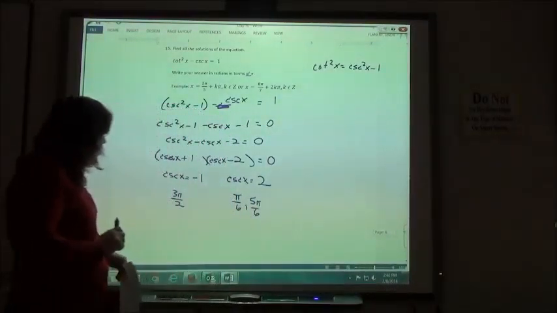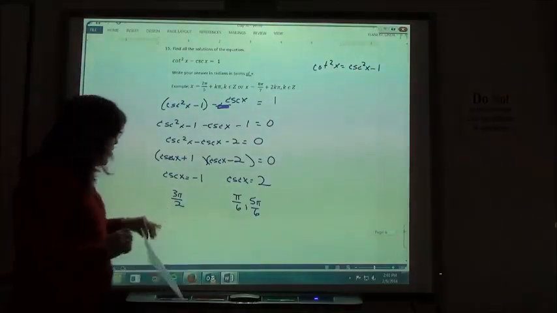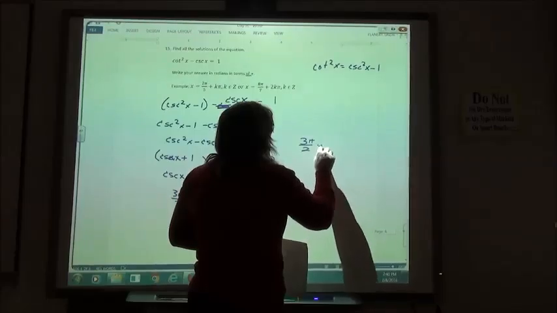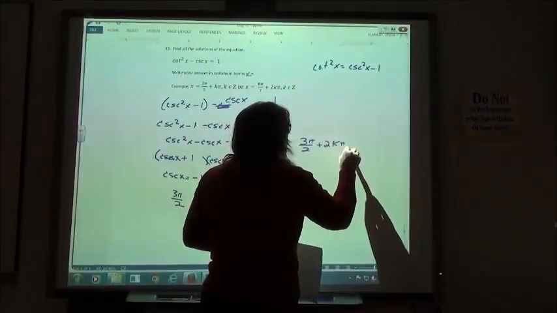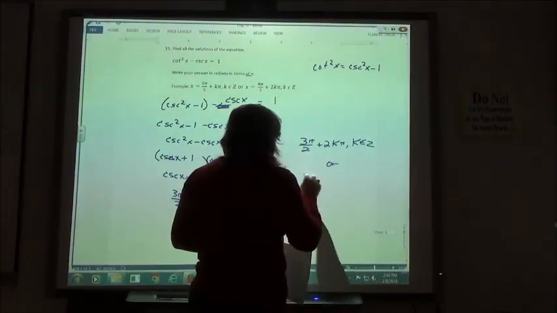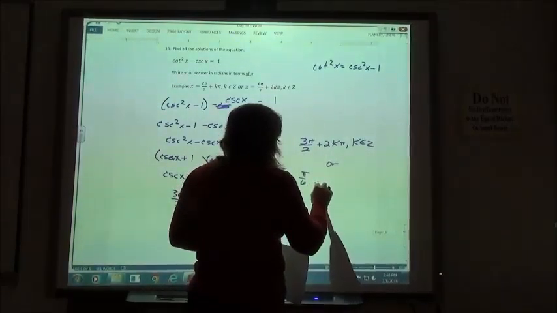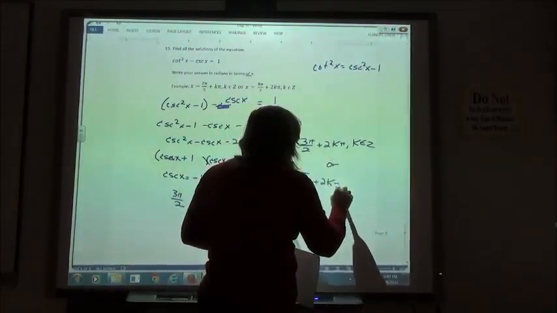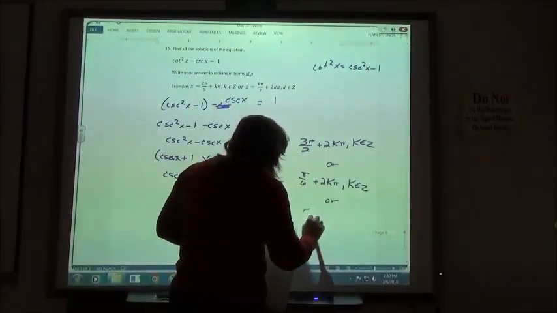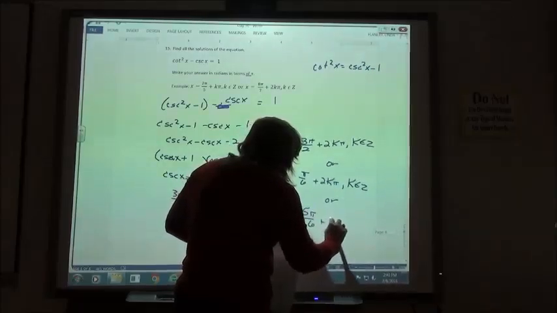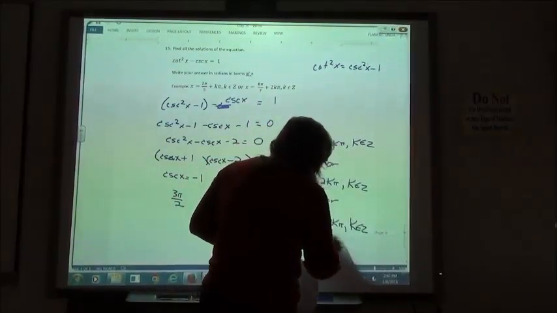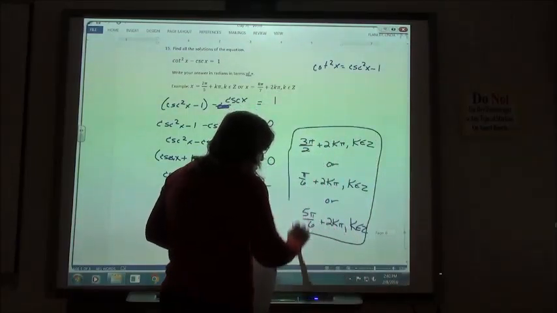And again, those aren't 180 degrees apart. So I'm going to have 3 pi over 2 plus 2k pi, with k being an element of z. Or I'm going to have pi over 6 plus 2k pi, with k being an element of z. Or I'm going to have 5 pi over 6 plus 2k pi, with k being an element of z. And those would go in for my answer.